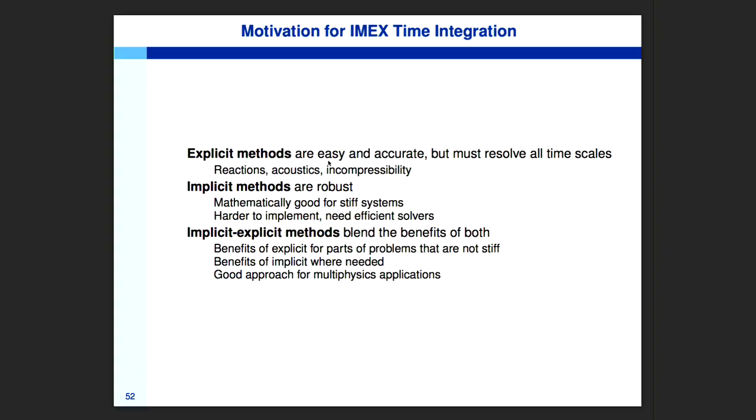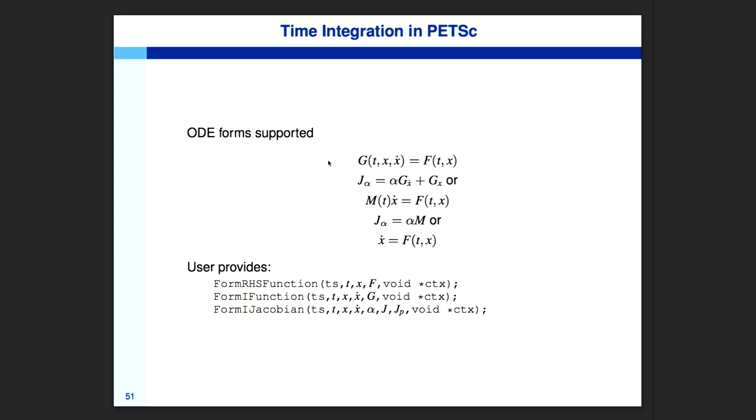On the other hand, implicit methods are much more robust and can handle stiff problems, but they're harder to implement and they require linear solves. So the combination that blends these two together is called implicit-explicit methods. They enable you to tackle different parts of your problem that are amenable to explicit and implicit approaches. So these are often good choices for multiphysics applications where you have different kinds of behaviors in different regions of your problem. The interface that I showed here is set up to make it easy for you to do that in your application code.